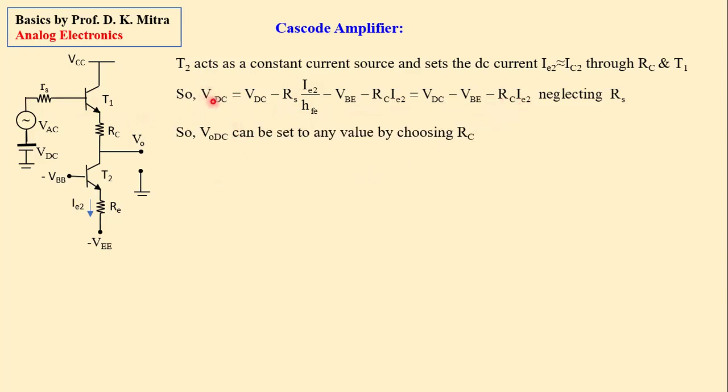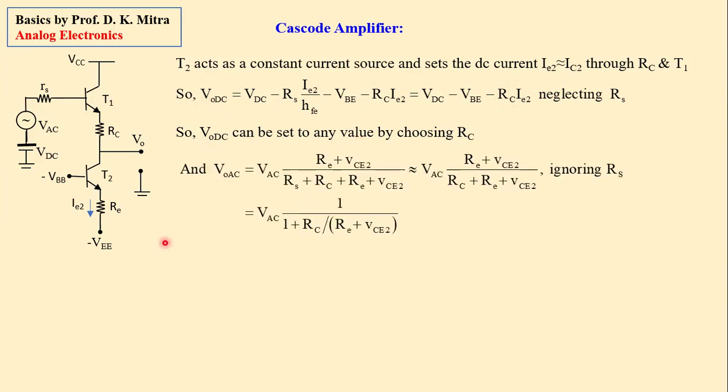So, output DC is equal to input DC minus VBE, you cannot choose because it's a transistor parameter. But RC you can choose, and IE2 you have already decided by controlling with the transistor T2. So by cleverly using your design acumen here, you can make VODC any value. You can set it to 0. So far as shifting the output DC to 0, it serves the same purpose as biasing.